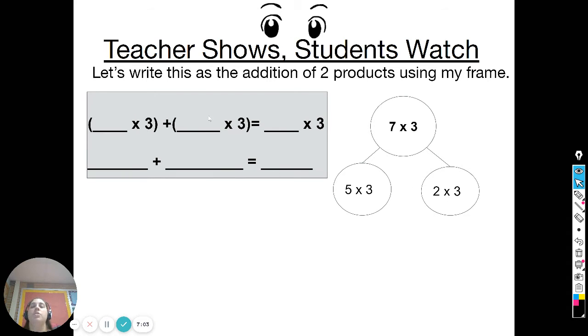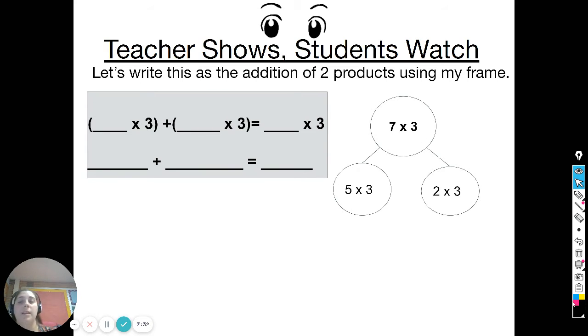Now we're going to make this into an equation, okay? We've broken it down. We're going to put it into an equation, and then we're going to solve it. So we're going to bring it back together. So first, you see it has blank times 3 plus blank times 3 equals blank times 3. Well, we know we're adding this part of the number bond to this part of the number bond, and that will equal this total part of the number bond.